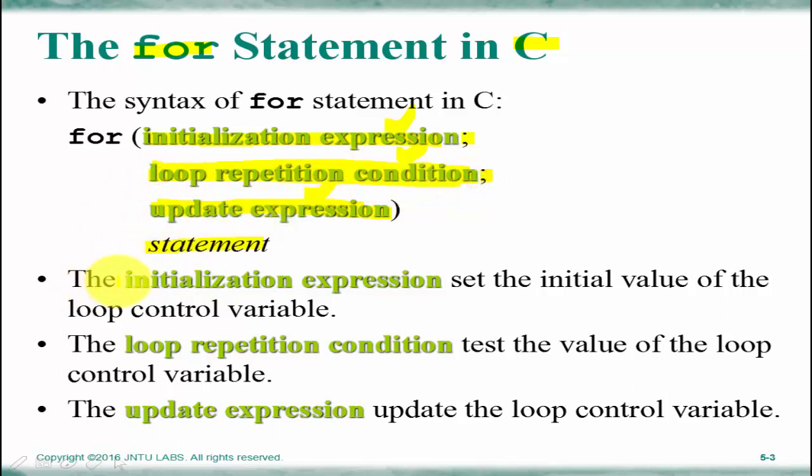The initialization expression is the initial value of the loop control variable. Next is the loop repetition condition. It is a test value for the loop control variable as usual. Updation is what you have initialized, and it should be updated. That is the update expression.